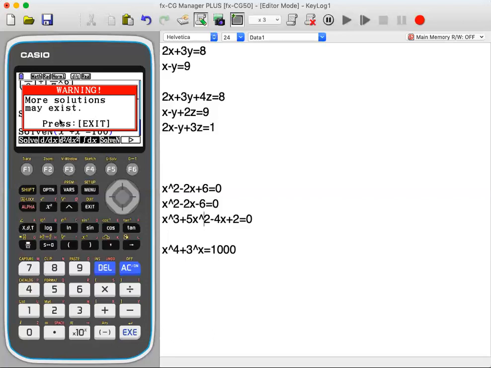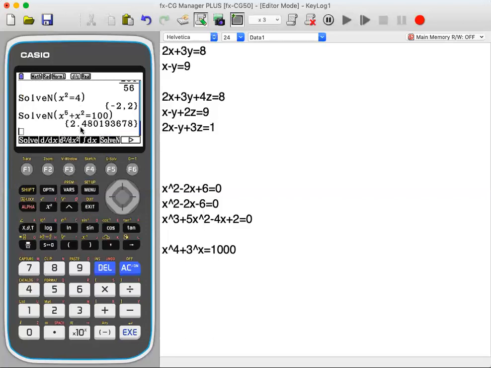It just gives you a warning. So just press the exit button. The exit button is out here, you can see clearly. So press exit and it gives you the answer. So I hope this equation solving tool helps you. And if there is any kind of confusion, you can rewatch this video again.